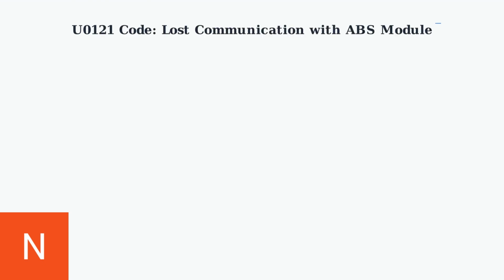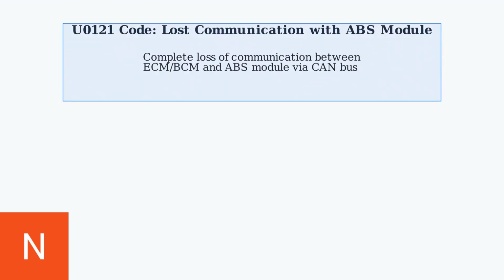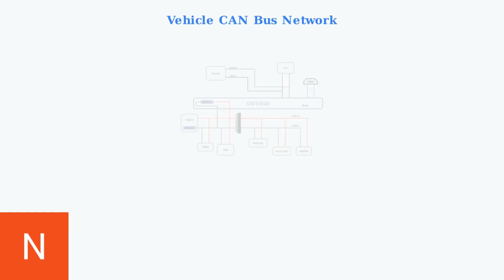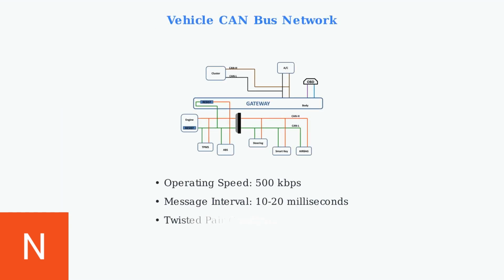The U0121 diagnostic trouble code indicates a complete loss of communication between your vehicle's engine control module or body control module and the anti-lock braking system module through the controller area network, known as the CAN bus. The CAN bus is the communication backbone of modern vehicles, operating at 500 kilobits per second.